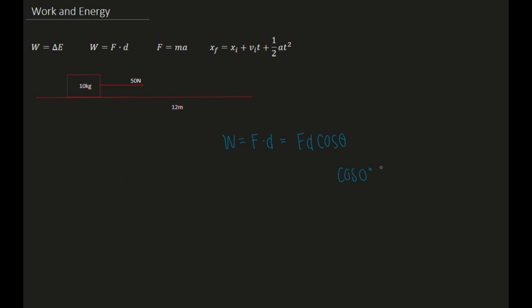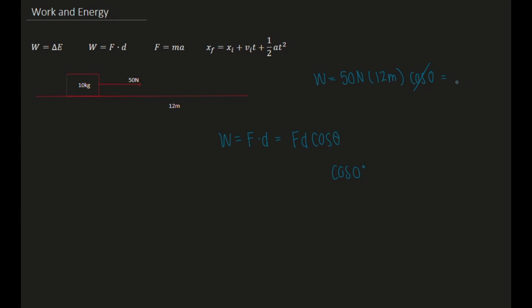Well, the work is equal to the force applied, which is 50 newtons, multiplied by the distance, which is 12 meters, and then the cosine of the angle between the two. Not cosine theta, cosine 0. So if I apply that force directly parallel, where the angle between the applied force and the distance it's moving is 0, then I get a whole 600 newton meters, which is the same unit as a joule of work. So this is also 600 joules of work.